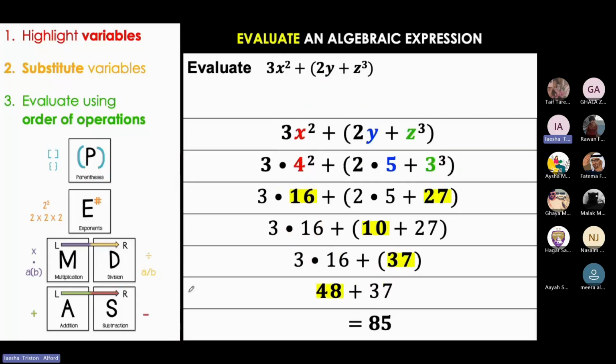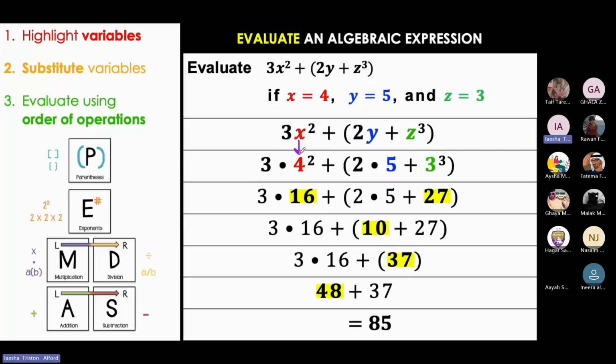So here we have x is equal to positive 4, y is equal to positive 5, and z is equal to positive 3. Same again, you want to highlight your variables. You want to see where is the x, where is the y, and where is the z. The next thing you want to substitute.